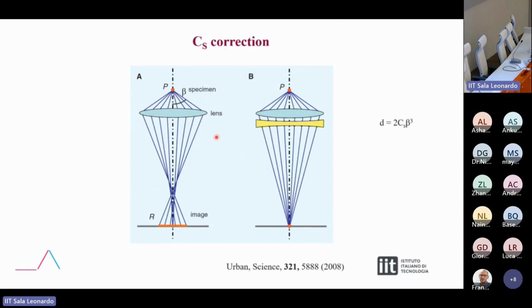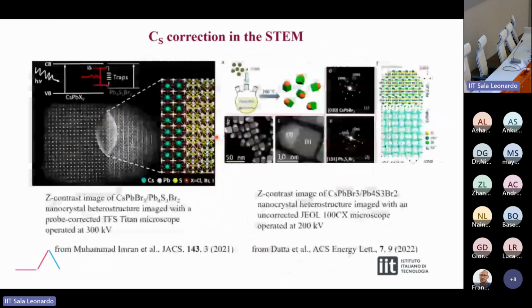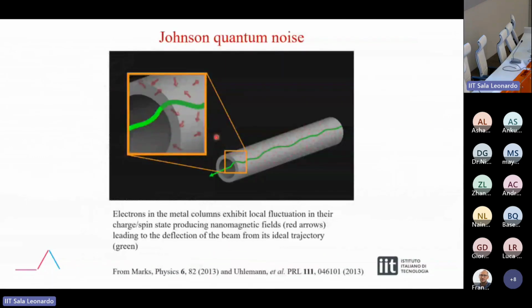Okay, yeah. Thanks for the talk. I was just wondering about this last effect you described, the Johnson quantum noise. How significant is it? It's not very significant because you have spherical aberration correction, chromatic aberration correction, and monochromation. It's not that significant. But if you really want to push the resolution limits, and I want a perfect microscope, then I have to deal with it.